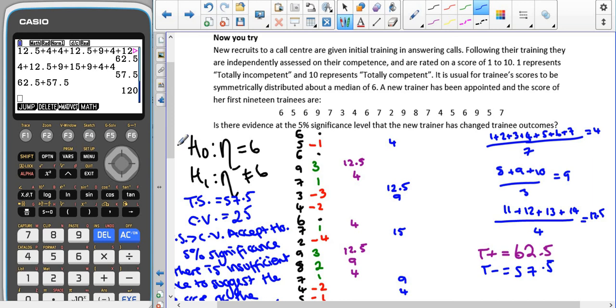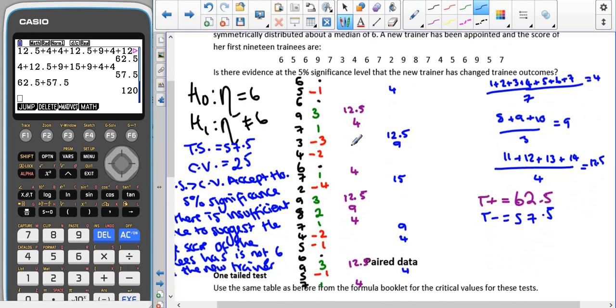It is usual for the trainees' scores to be symmetrical. So that tells us that we're using the Wilcoxon rank sign test with a median of 6. A new trainer has been appointed and the scores of her first 19 trainees are there. Is this evidence at a 5% significance level that the new trainer has changed the trainee outcome? So we're saying if the median is still 6 or the median is not 6, so our H0 is that the median equals 6, our H1 is that the median is not equal to 6.